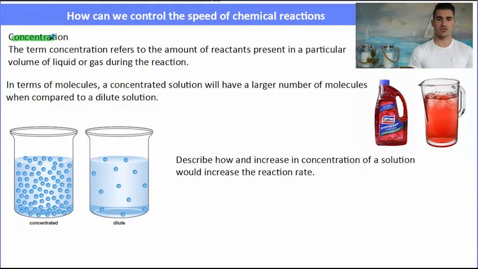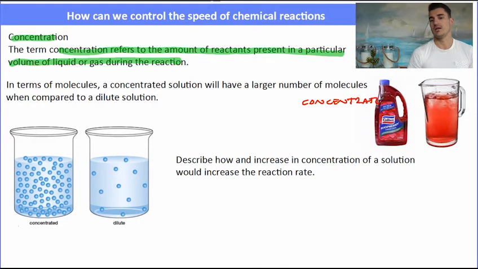Concentration. The term concentration refers to the amounts of reactants present in a particular solution or gas. Now I want you to think about concentration as being like cordial. When you have your cordial bottle, that is the concentrated cordial, a large amount of cordial. When you make a drink, you dilute it, so there is less cordial in the drink and more water. And it's the same for chemicals.